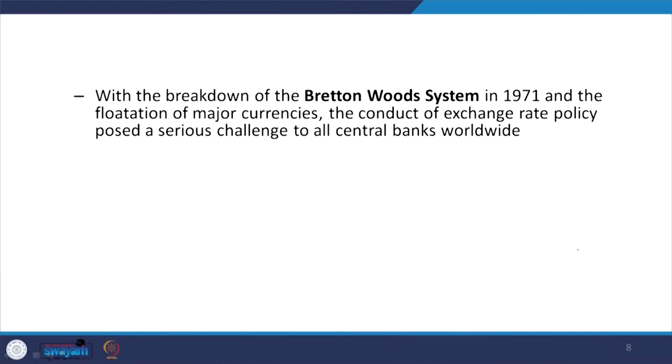Now, actually with the breakdown of the Bretton Woods system in 1971 and the flotation of major currencies, the conduct of exchange rate policy posed a serious challenge to all central banks worldwide. That is majorly due to some changes. Currency fluctuation opened tremendous opportunities for market players to trade in currencies in a borderless market. Basically, fluctuations were allowed. The floating exchange regime was about to start, especially in December 1971.